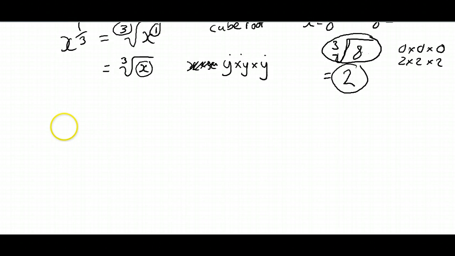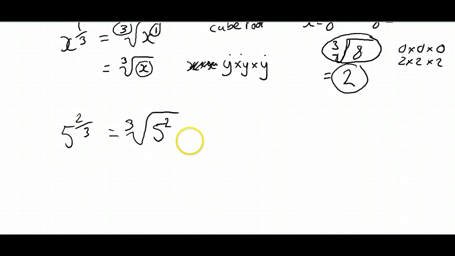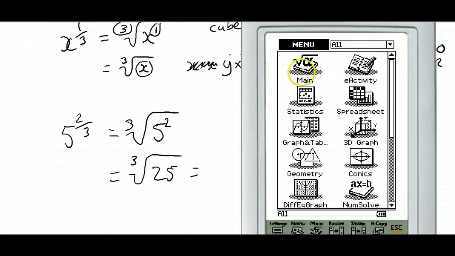Okay, so let's do one more. Let's say we had 5 to the power of 2/3. 5 to the power of 2/3. According to our index law, the 3 goes here as the root, and the 5 goes inside, and the 2 goes to the power of the 5. Okay, so we can simplify that now. 5 squared is 25, and the cube root still stays out the front there. So you could put that into a calculator. Let's see how that's done.